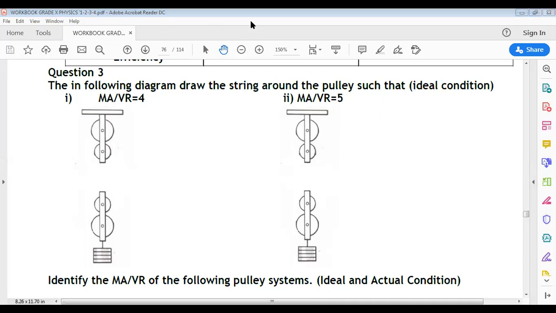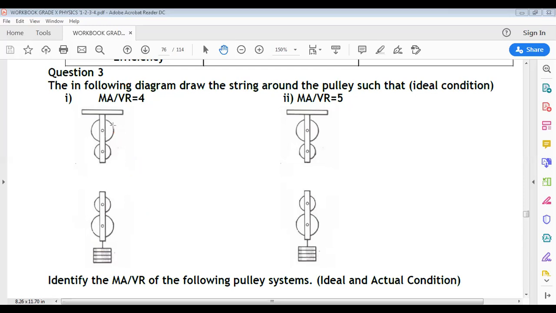So I will give a very basic and important trick. And what's that trick? The trick is very simple. You have to start winding from the outside. Now here, understand, you want MA to be 4. And how many pulleys are there? There are 4 pulleys in the system. And how much is the MA and VR we are expecting? 4. So you start winding from outside in this way.